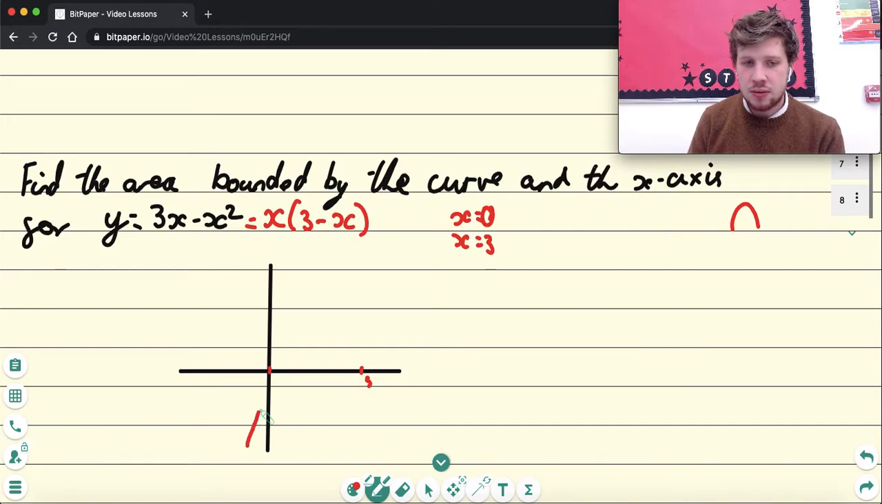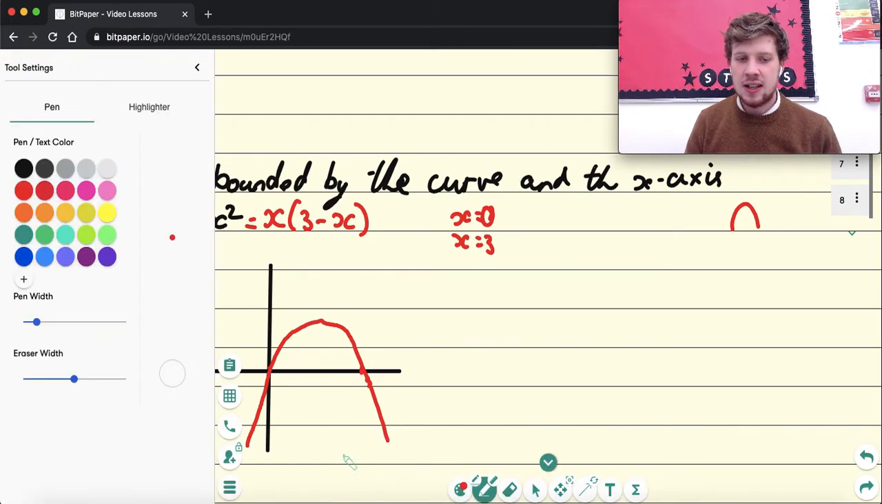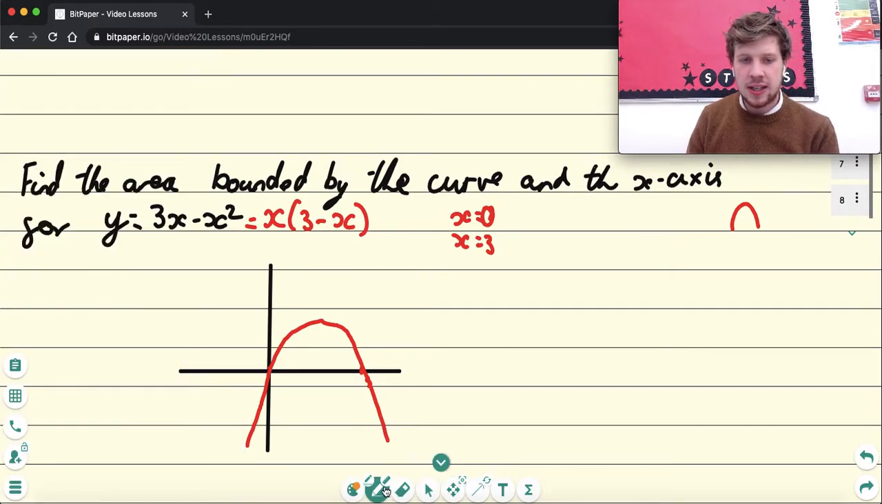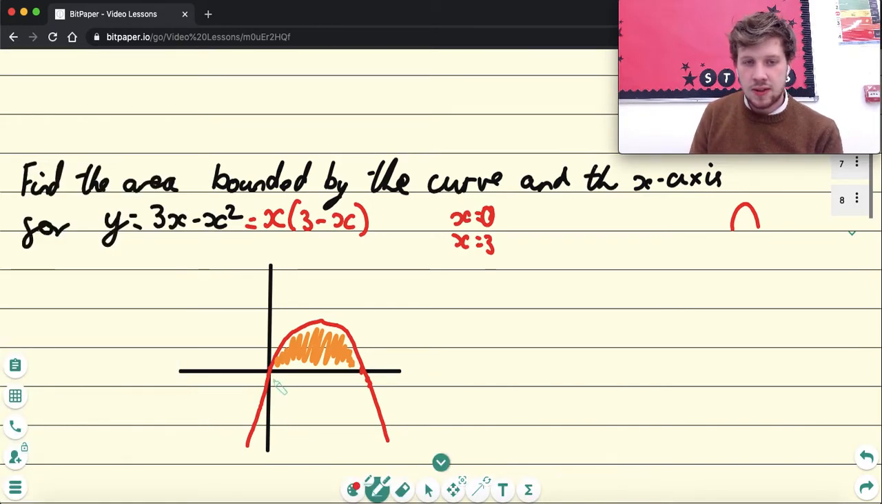So I can just draw my parabola, and if I want to find the area bound by the curve and the x-axis, the area that I'm looking at is just going to be this area inside here. So this is what I want to find. Okay, this is 0, and this is 3.